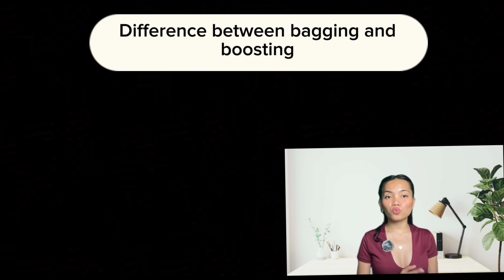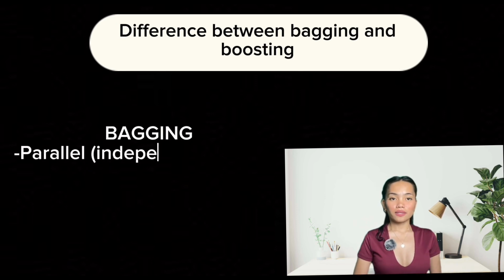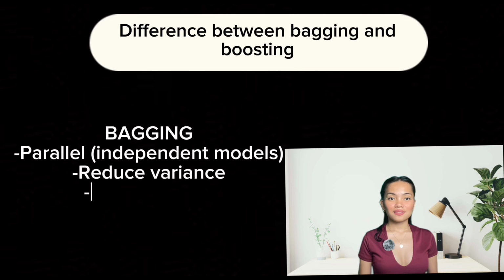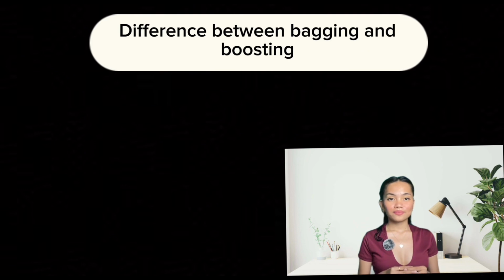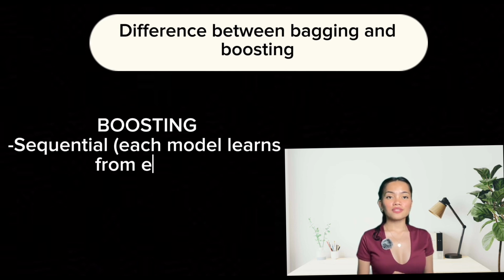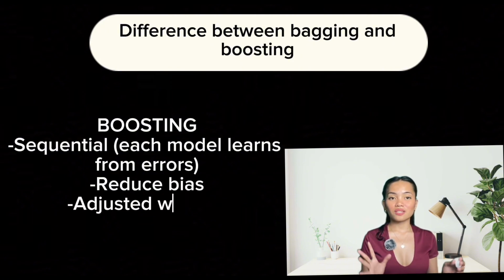Explain the difference between bagging and boosting. For bagging, the model training is parallel or independent models, and the focus is to reduce variance. For the weights on data, it is equal weights. While boosting, the model training is sequential, or each model learns from errors, and the focus is to reduce bias. And the weights on data are adjusted weights, or hard cases emphasized.